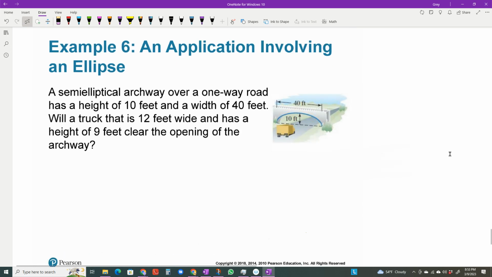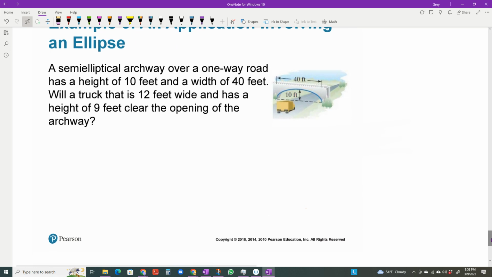Last problem, an application of a truck. Will it fit through the semi-elliptical archway? We have a semi-elliptical archway over a one-way road, has a height of 10 feet and a width of 40 feet. Will a truck that is 12 feet wide and has a height of 9 feet clear the opening of the archway? So one way that we solve these kind of problems is we put them on a coordinate plane.